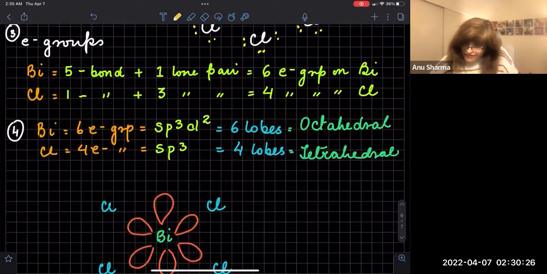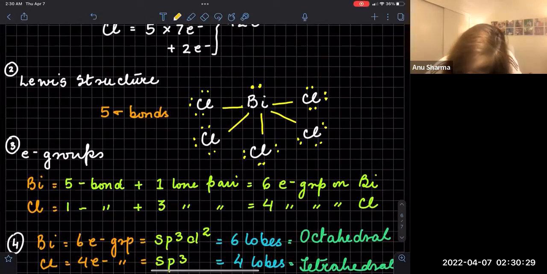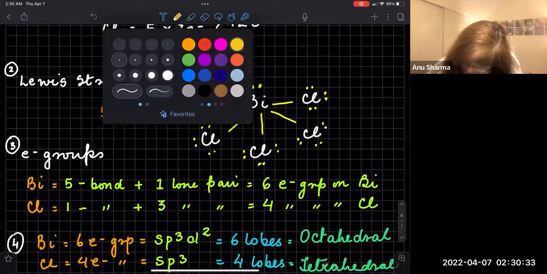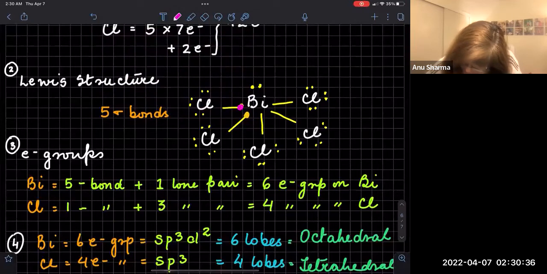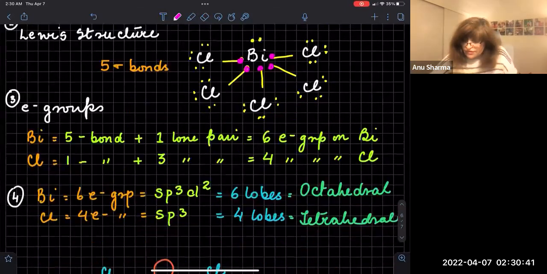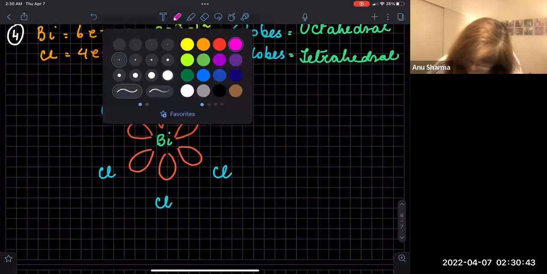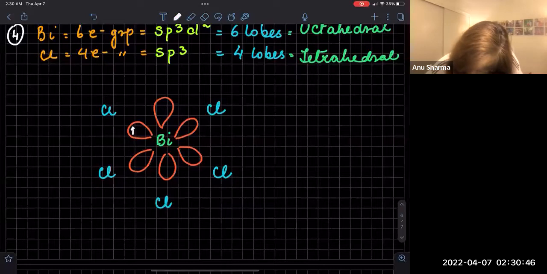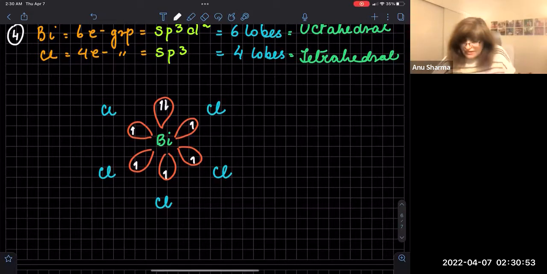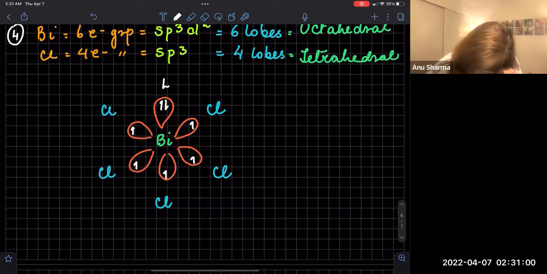So we have, this is 1 electron, 2nd electron, 3rd. Let me put this in a different color. 1 electron, 2nd electron, 3rd electron, 4th electron, and the 5th electron. So these are these over here. 1, 2, 3, 4, 5, 6, and 7. Yeah, so this is the lone pair.